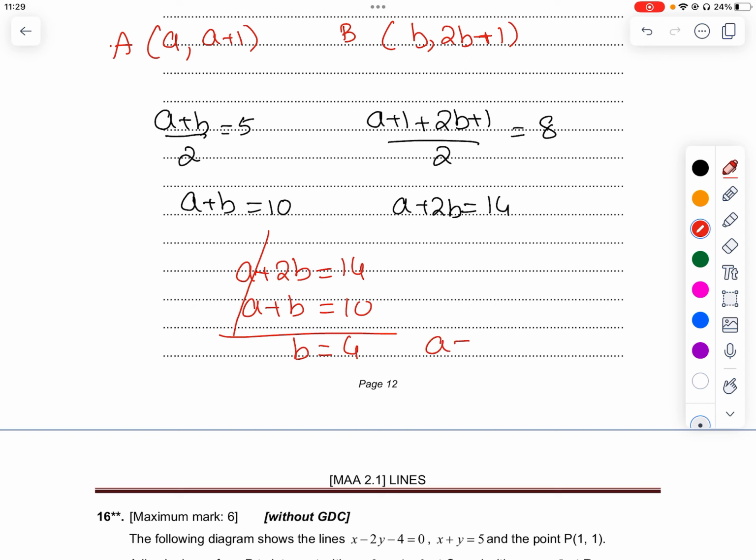So what does it become? A equals 6. That's going to be the answer. So I got the value of A and B. So what is A? A is 6 comma 7, and what is B? B is 4 comma 9.